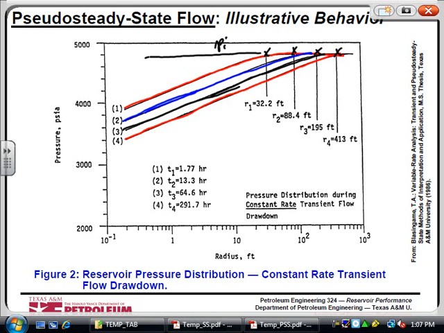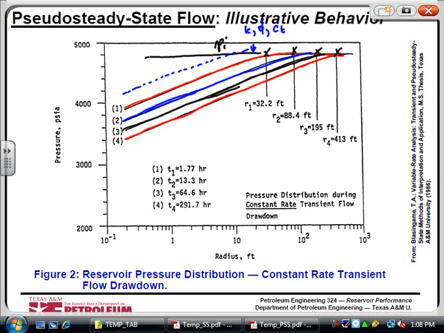And after 3 days, because this plot is different for every case, where was the line for 3 days? Where was the radius? It was at 17 feet. So after 3 days of producing the well, the pressure distribution had propagated somewhere about right here, because it depends on permeability, porosity, and compressibility. That's where it was.